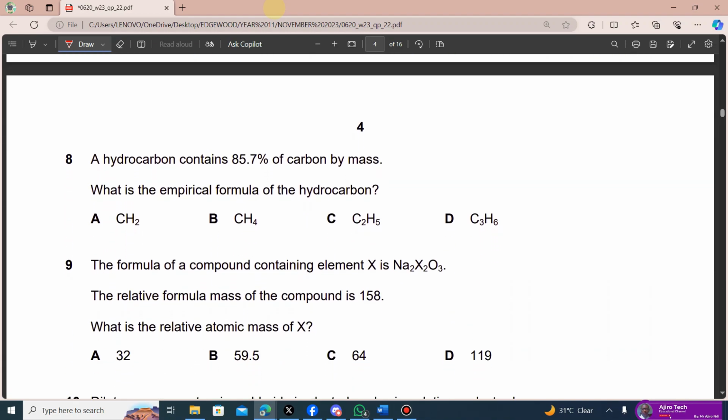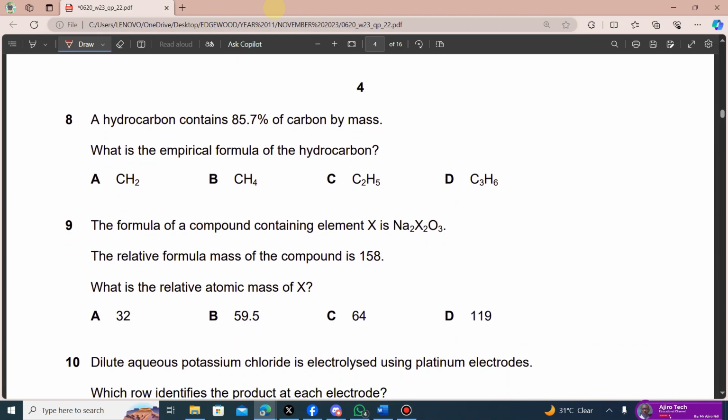Now we go to question 4. A hydrocarbon contains 85.7% of carbon by mass. A hydrocarbon is a compound containing just hydrogen and carbon atoms only. So carbon and hydrogen are the two atoms present here. We're given that this is 85.7. To get the percentage of hydrogen, all you need to do is to subtract 85.7 from 100. So let's do that on the calculator: 100 minus 85.7, and that's 14.3. So 14.3 is the percentage of hydrogen.